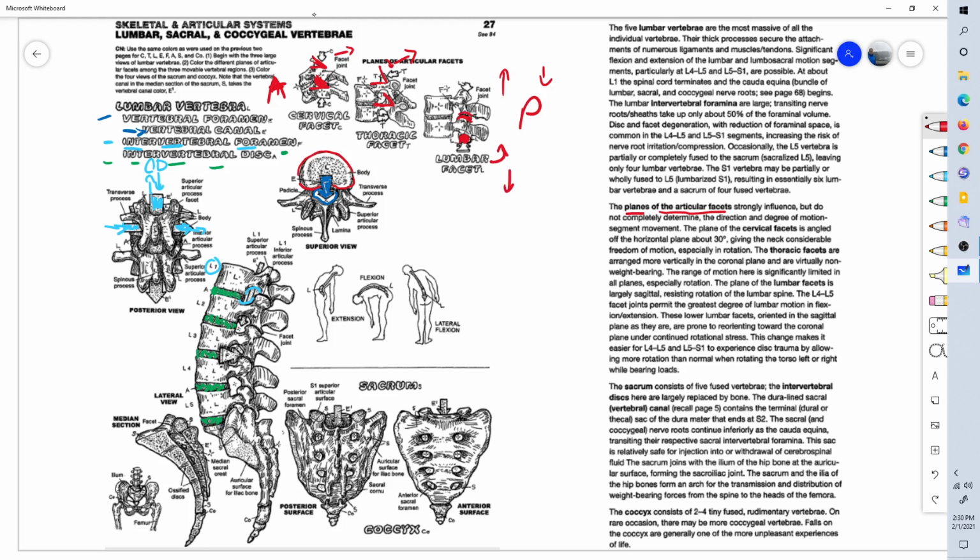And so that affects the motion. The facet shape affects the motion. So the plane of the cervical facets is angled off the horizontal about 30 degrees. So it gives it plenty of motion, especially in rotation. Lots of rotation around the cervical spine. The thoracic facets are arranged more vertically in the coronal plane, almost this way, up and down in the coronal plane. This is the anterior and the posterior.